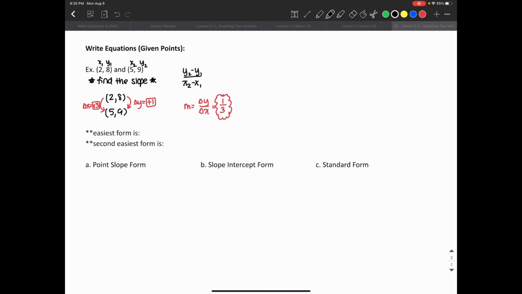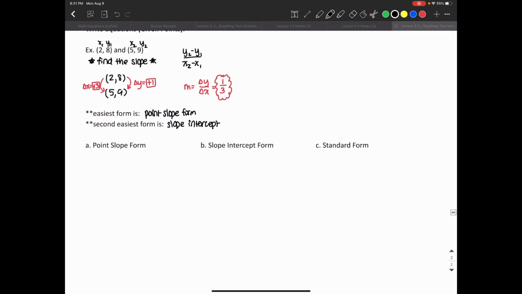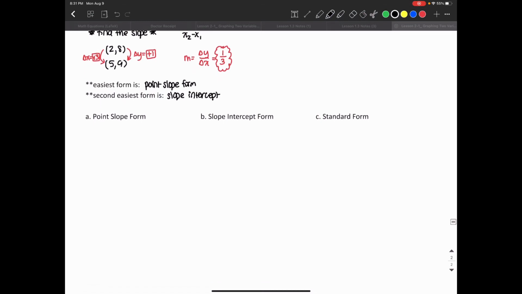The easiest form for me to go from there, if I have a point on the line and the slope, is point-slope form. I have a point, I have the slope, point-slope form. The second easiest form is slope-intercept. You can also go between each type. So if I wanted to show all 3 different forms for this example, easiest to start with is point-slope form.